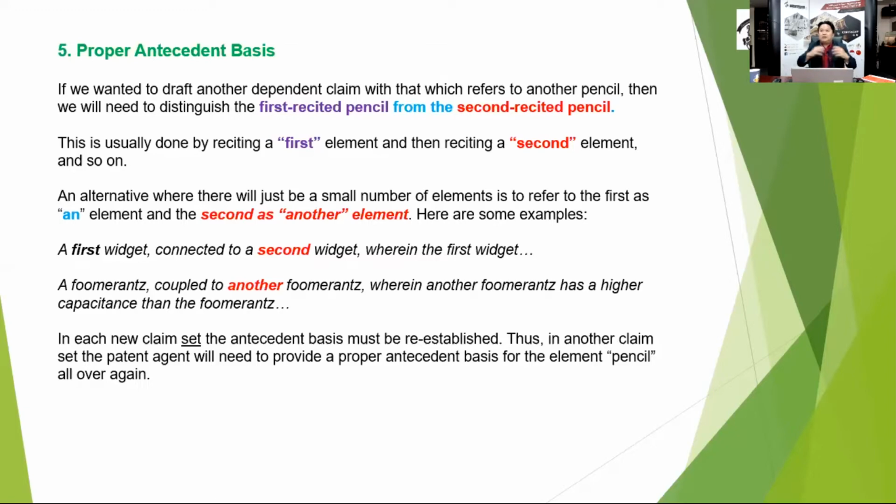Okay, this is very useful when you are describing something mechanical or some process. You are talking about a first hinge connected to a pivoted member, a second hinge, something like that. Or you can use the word another, a fumerang coupled to another fumerang.